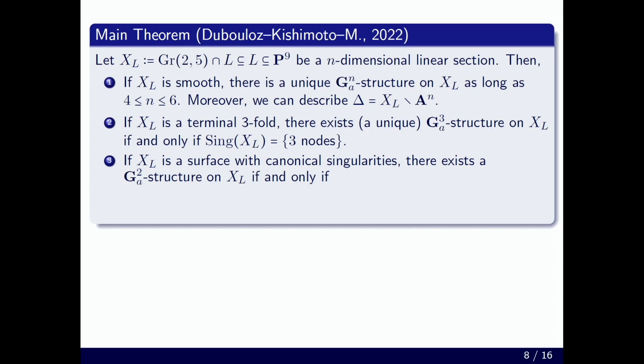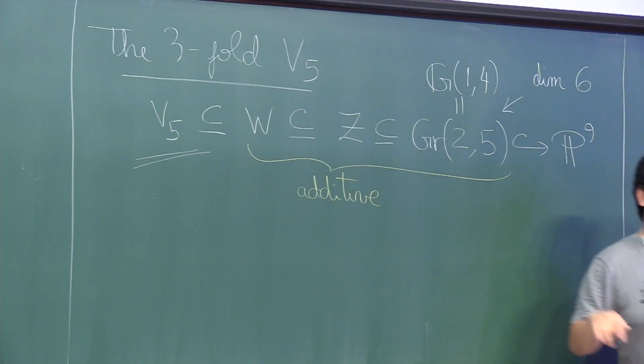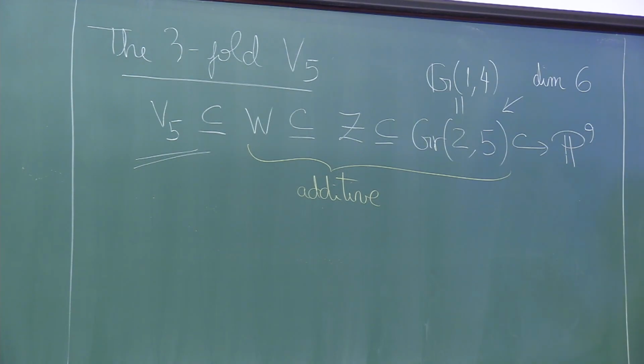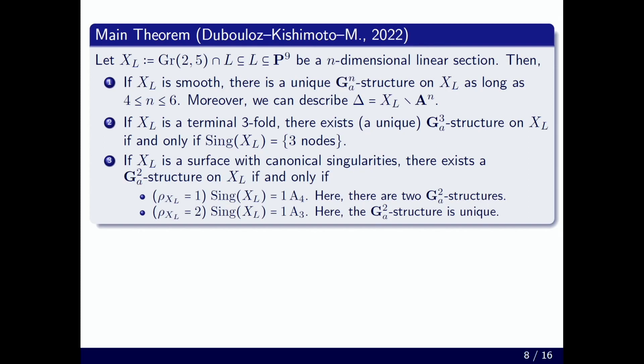In the smooth case, there's no hope, because if you take a quintic del Pezzo surface, the automorphism group is finite. However, if you allow some mild singularities, actually canonical singularities, which are the mildest ones, if you want, then you have an additive structure if and only if there is a very precise description of the singularities. 1 point of type A4, 1 point of type A3, and depending on which kind of singularity, then you may have 2 additive structures or maybe only 1. So this is the whole picture.